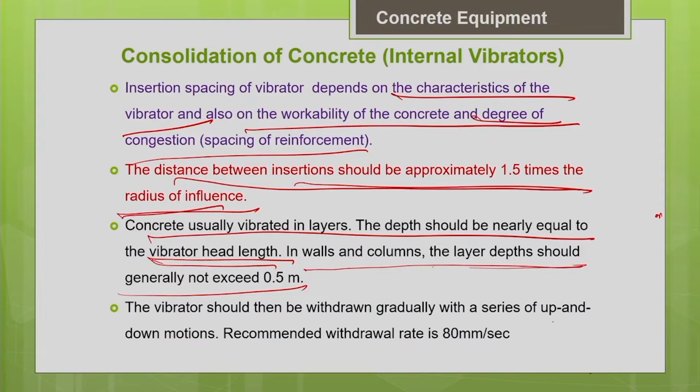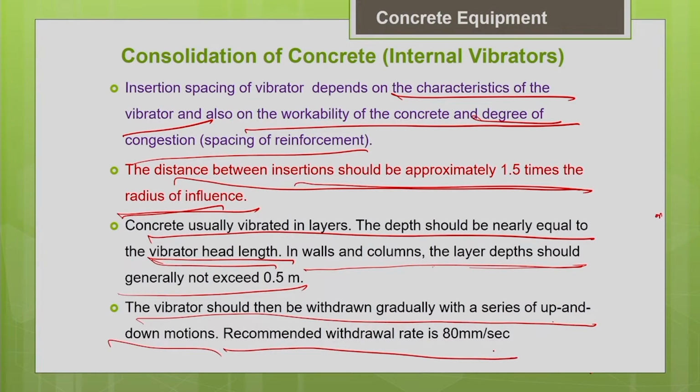And after vibration, how do you withdraw the vibrator from the concrete? Even for that there are some guidelines in the codes. Your withdrawal rate should be very slow. If you withdraw rapidly, there are chances for air entrapment during withdrawal. That is why we should slowly withdraw the vibrator from the concrete, gradually with a series of up and down motions. The recommended withdrawal rate is 80 mm per second. So slowly we should remove the vibrator from the vibrated layer.